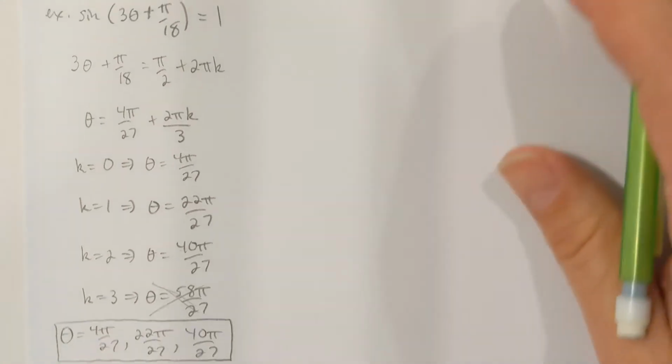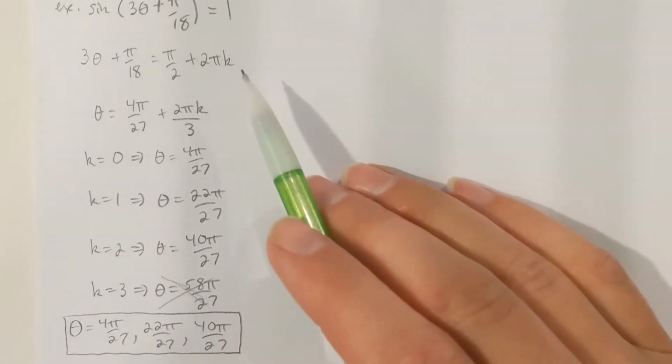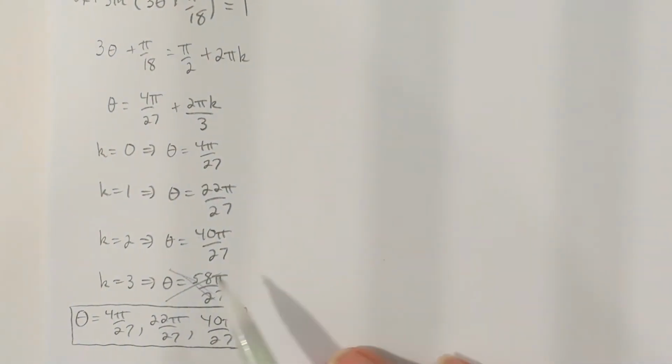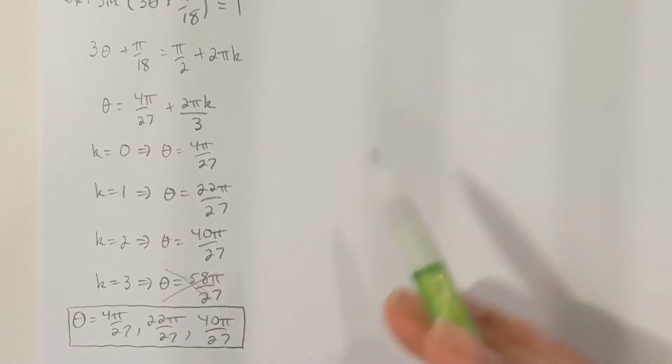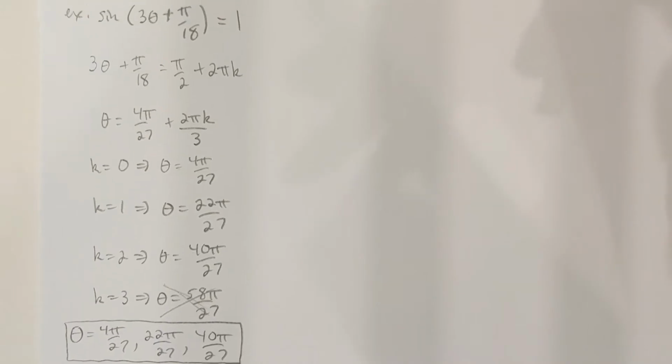Now, in these problems, make sure that you're getting all the solutions. We have to make sure that we're using the periodic factor. I see more than I should where students will only get 1 answer and there's like 3 answers. They didn't use the periodic factor when they should have. So be careful about that.